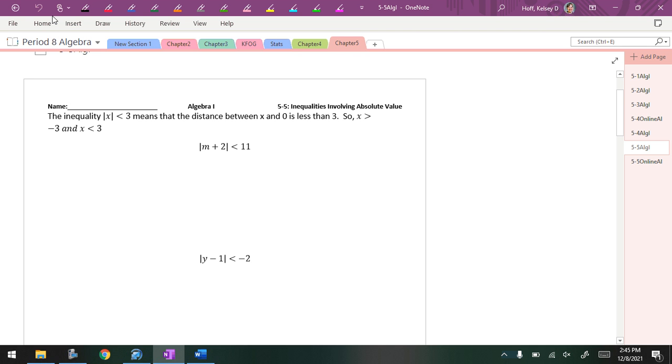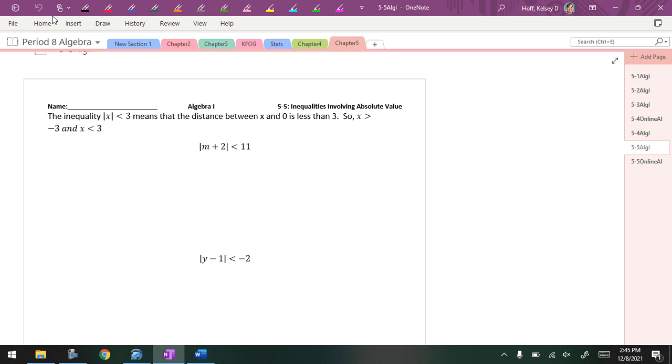Now we're going to go into absolute value. Absolute value bars. Remember those? What does absolute value mean again? The distance from 0. So the inequality, the absolute value of x is less than 3. So the distance from 0 is less than 3.